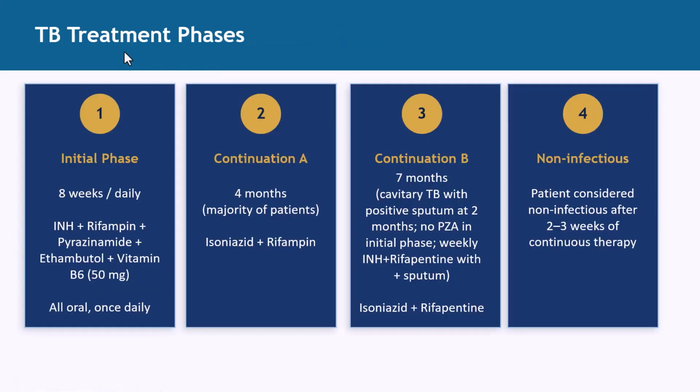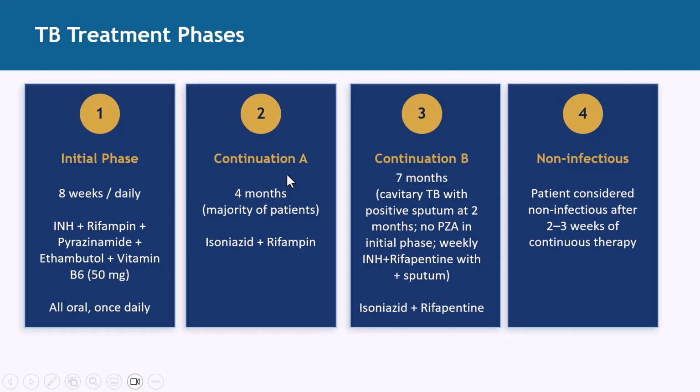The treatment of newly diagnosed pulmonary TB follows a structured 2-phase approach. Phase 1 is the initial phase and it runs for 8 weeks. That's 2 full months of daily therapy. During this initial phase, the patient takes all 4 first-line drugs simultaneously: Isoniazid, Rifampicin, Pyrazinamide, and Ethambutol, plus vitamin B6 at 50 mg daily. All of these medications are taken orally once daily. The purpose of this intensive 4-drug combination is to rapidly kill the large population of actively dividing bacteria and prevent the emergence of drug resistance.